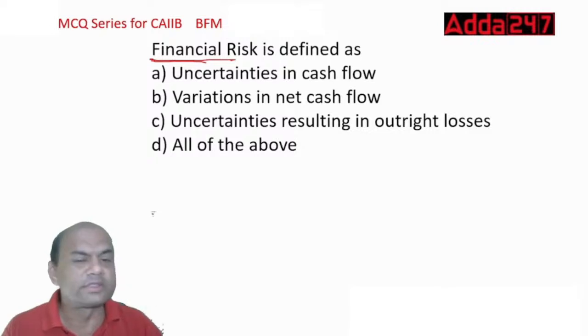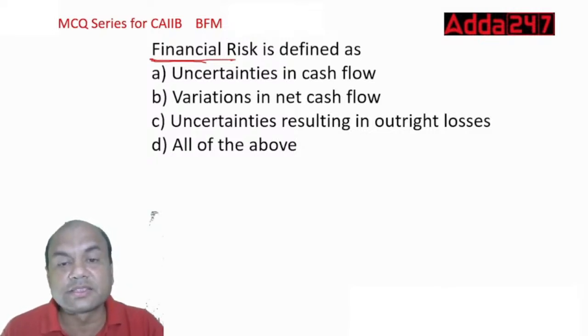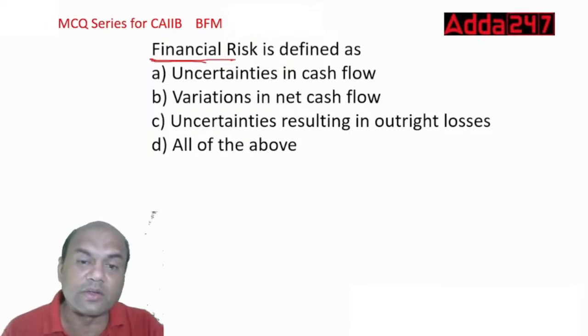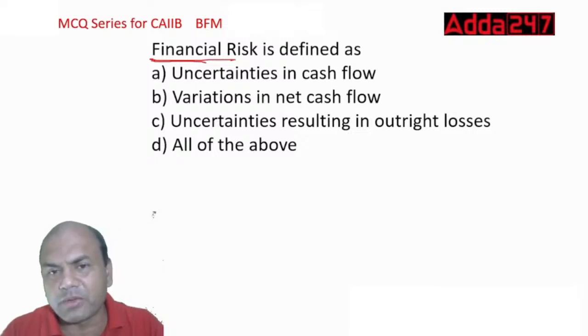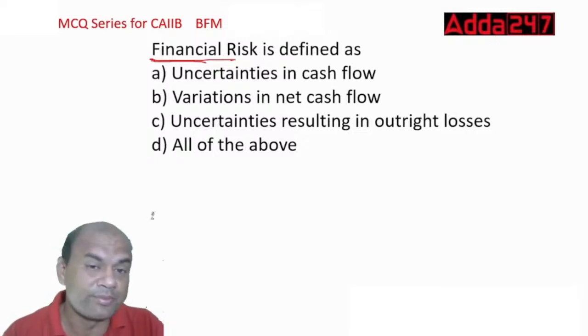Uncertainties in the cash flow. Second, variations in the net cash flow. Uncertainties resulting in outright losses, and all of them. Simple one. Let me see how many of you are right over here. Let me see your answers first.